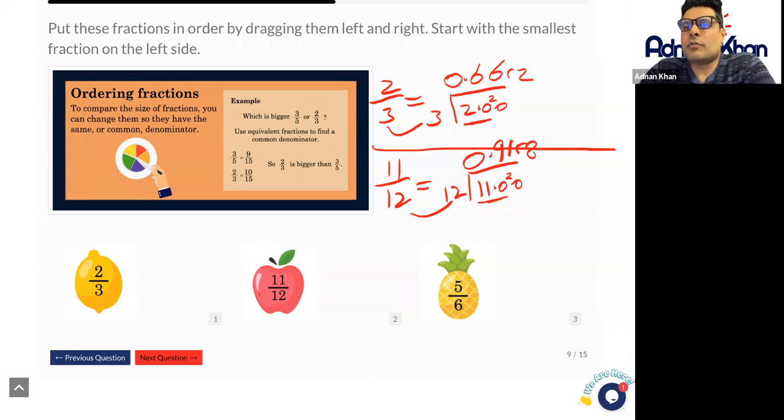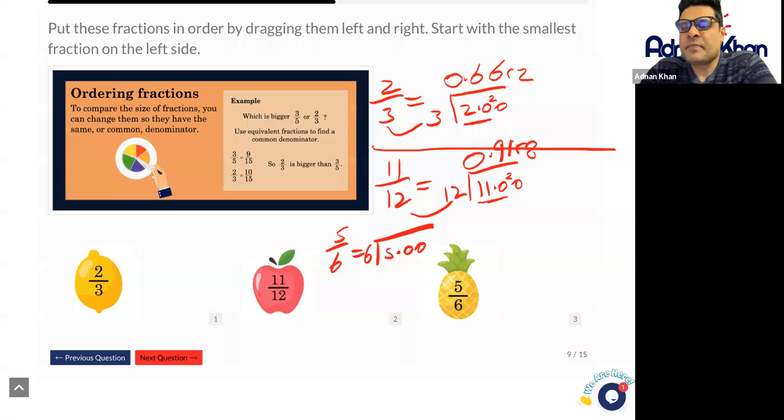Good. Okay, so for 2/3, we have a decimal of 0.66. For 11/12, we have a decimal of 0.91. Let's do the last one, 5 over 6. Okay, bottom number goes on the left. Top number goes in the middle with a 0.00.